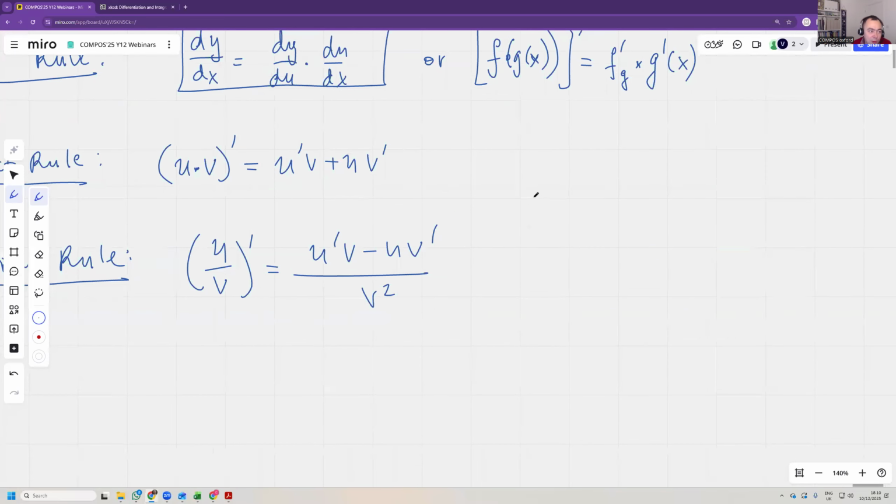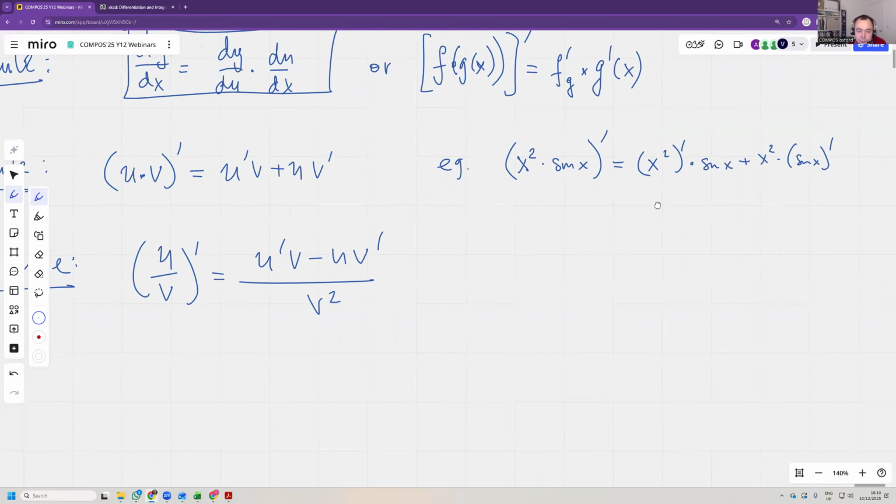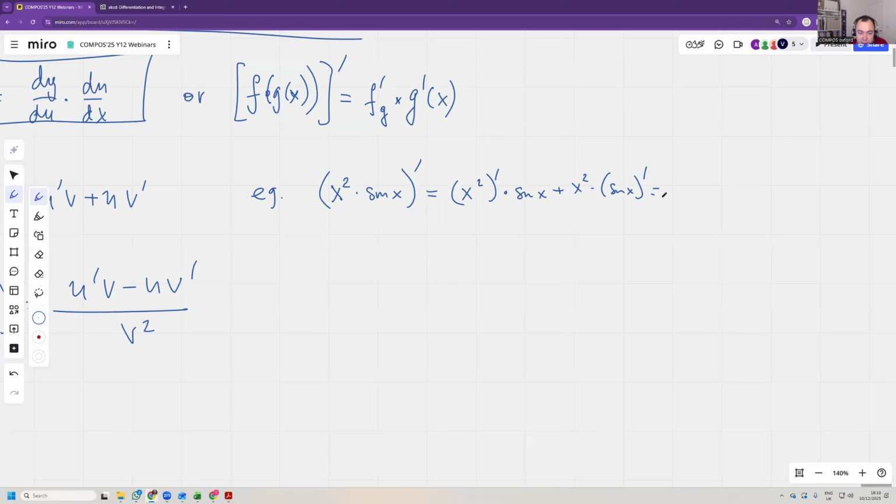Let's do an example of the product rule. Let's say you have x squared multiplied by sine x, and you want to find the derivative. So you find the derivative of x squared, so x squared dash multiplied by sine x, plus x squared multiplied by sine x dash. And you can differentiate: x squared dash is 2x, so it's 2x sine x plus x squared cos x.